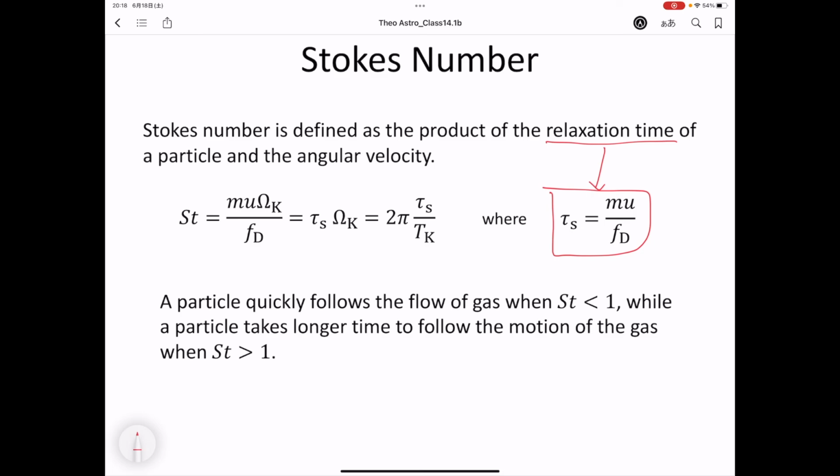So using this tau s, the Stokes number is expressed as the ratio of tau s to the Keplerian time. A particle quickly follows the flow of gas when St is smaller than 1. So this means tau sub s is shorter than the Keplerian time T sub k. While a solid particle makes a circular motion around the central star, the particle quickly follows the motion of the gas. The particle takes a longer time to follow the motion of the gas when St is larger than 1. So in this case, tau sub s is longer.